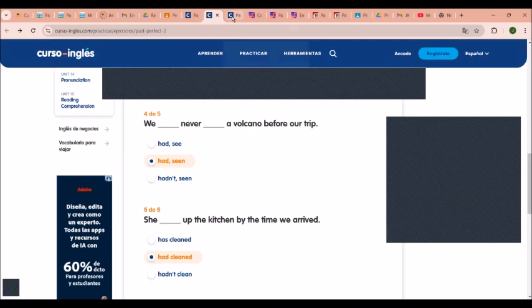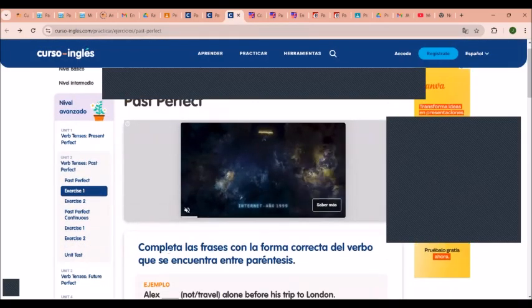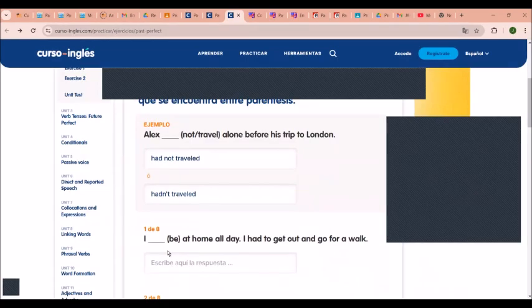All right, let me continue. We have some more exercises. I'm going to bring up another set as well. We're choosing the different forms based on the verb in brackets. For example, this is a negative sentence with the verb travel. Alex had not traveled alone before his trip to London. Grethel, number one.